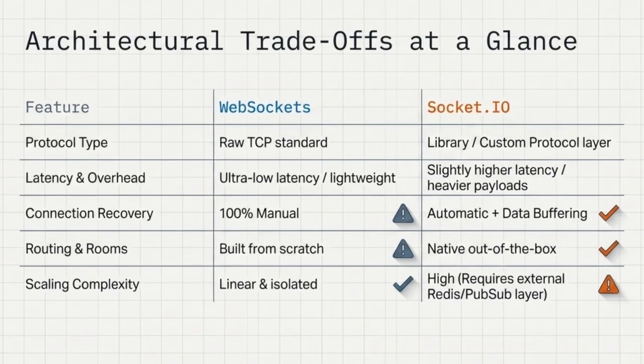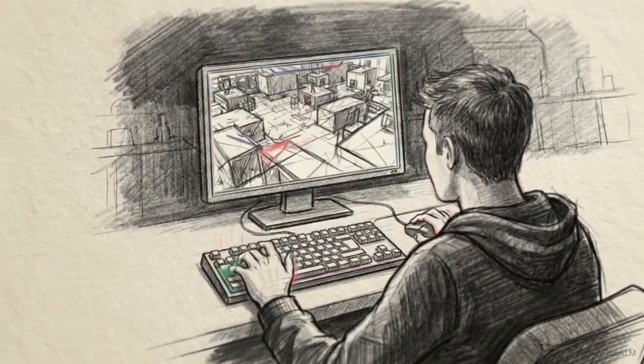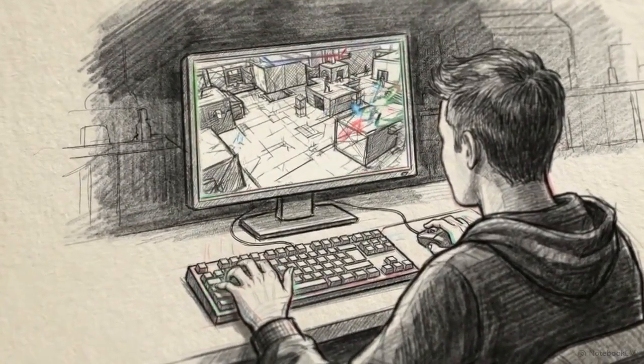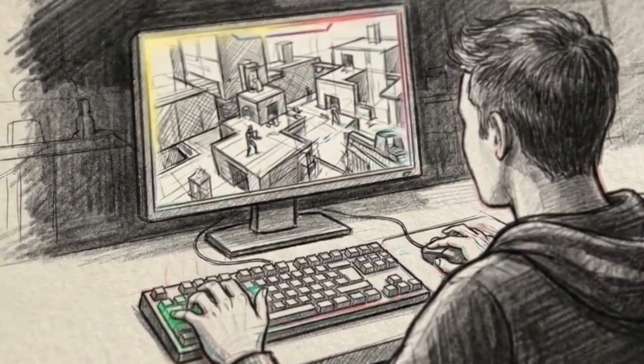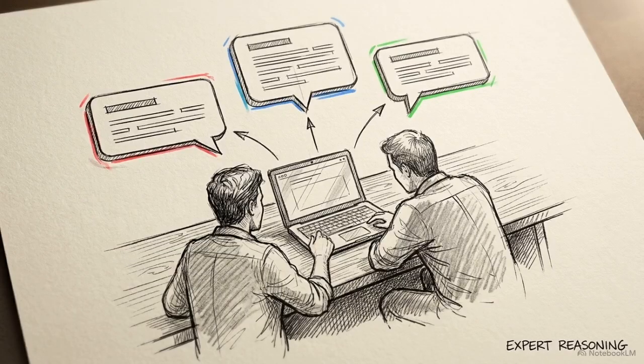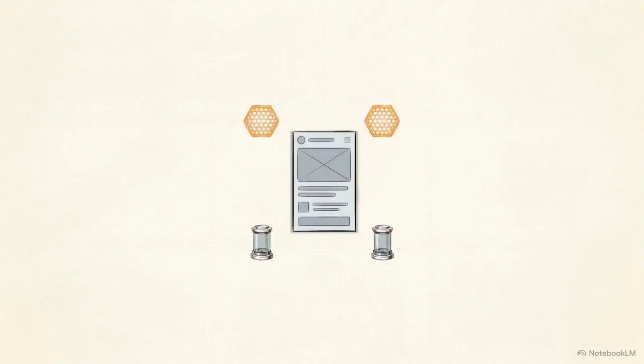So how do you decide which one to use? Raw WebSockets are the best choice for anything that needs the absolute lowest delay, like competitive gaming or live stock market tickers. Socket.io is the go-to for collaborative office tools, chat apps, or getting a new product launched quickly without having to build your own safety features from scratch.